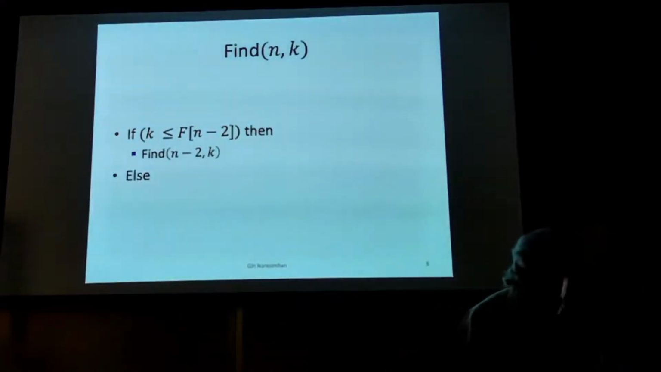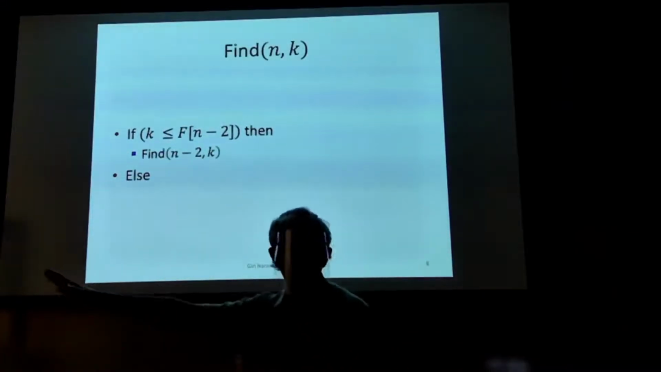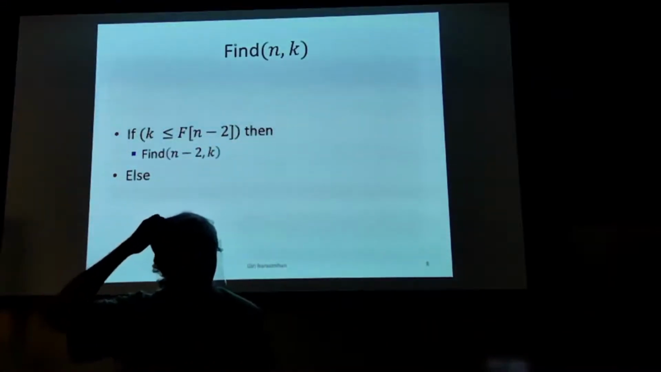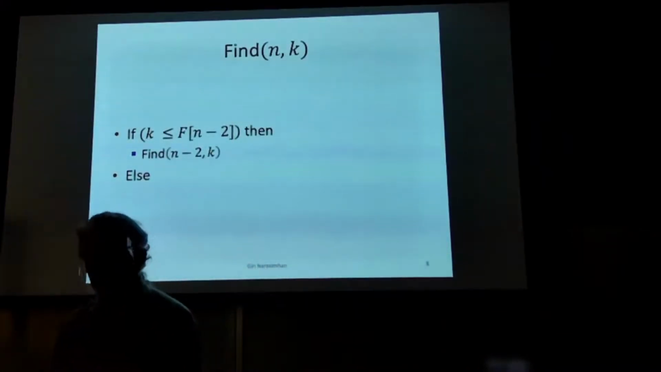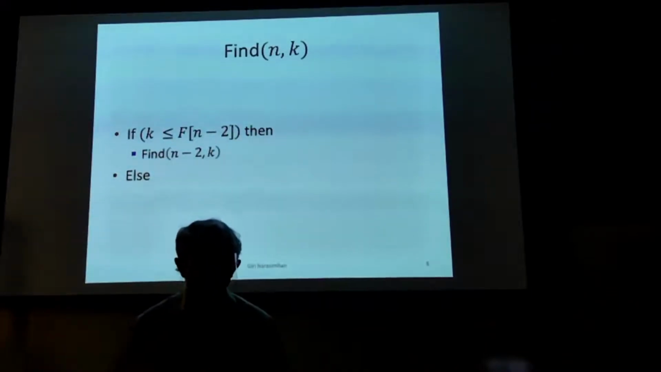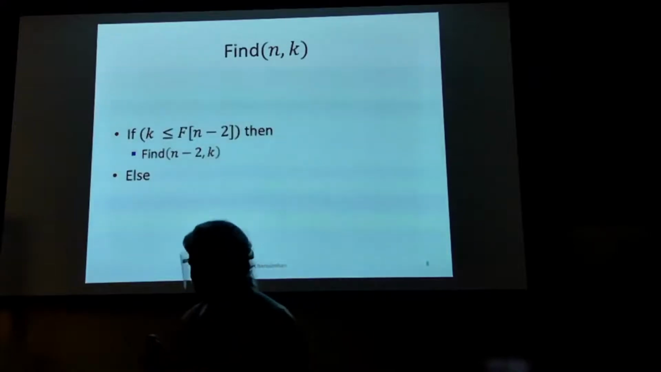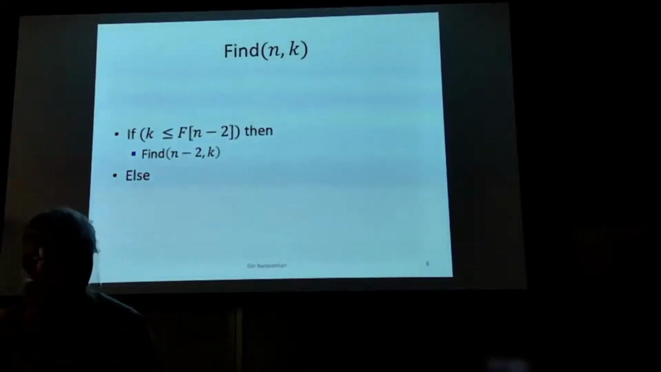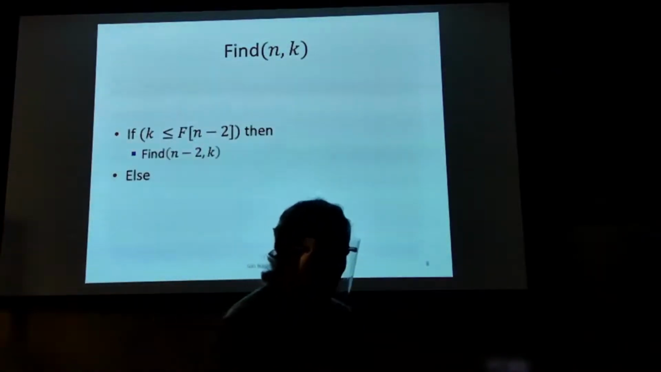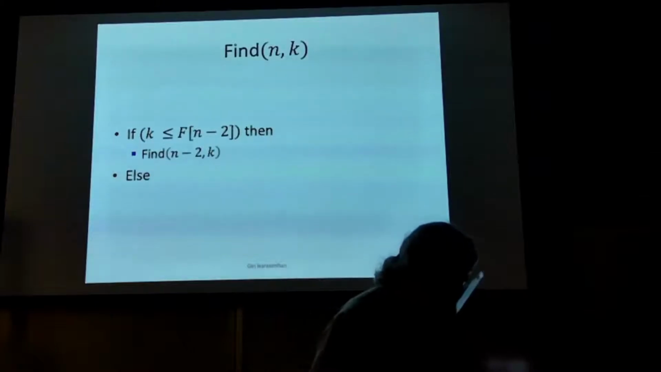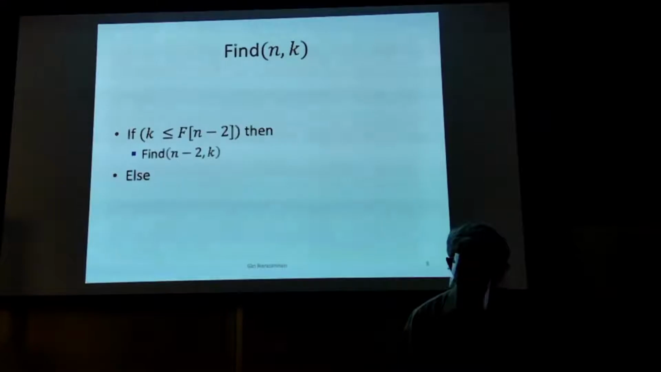So now I've reduced the problem. And if it is not, what's that going to be? We know it's in the right half. So what's the recursive call? Find n minus 1, comma, k minus f of n minus 2. You have to change the value at this point. Why do I have to change the value? Because now you're over f of n minus 2, so you have to subtract that from k. That's right.